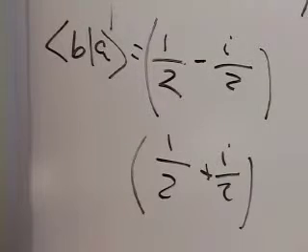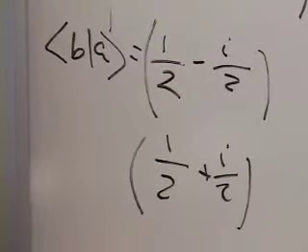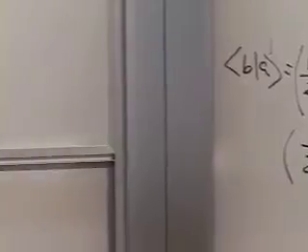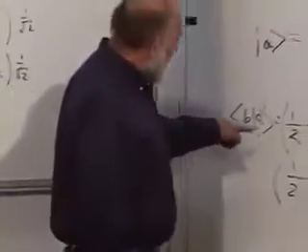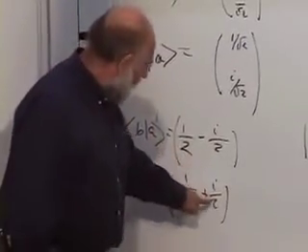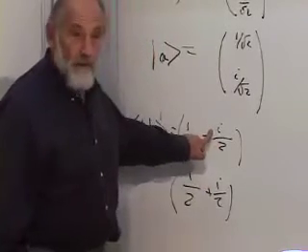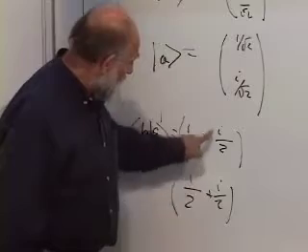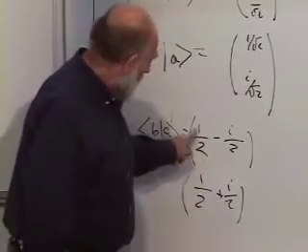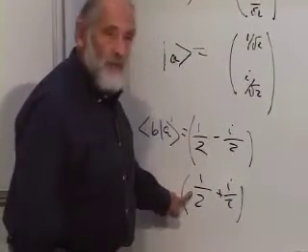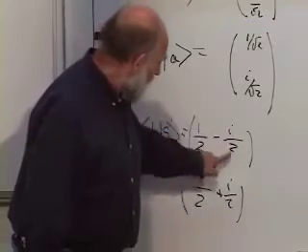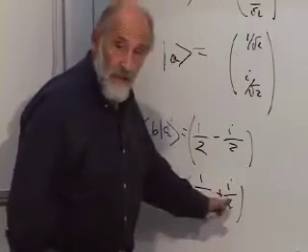Got a quick answer? Okay. The imaginary parts cancel. We have a 1/2 times a 1/2 with an i, and then we have a minus 1/2 times a 1/2 with minus i. So the imaginary parts cancel. The real parts are 1/2 times 1/2 is 1/4, plus 1/4, 1/2.